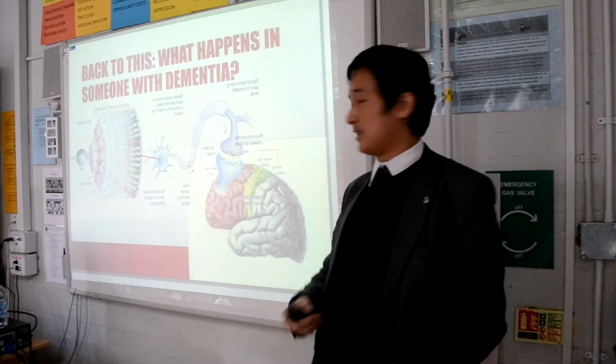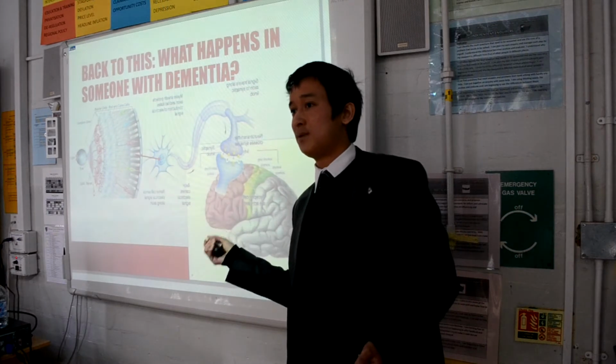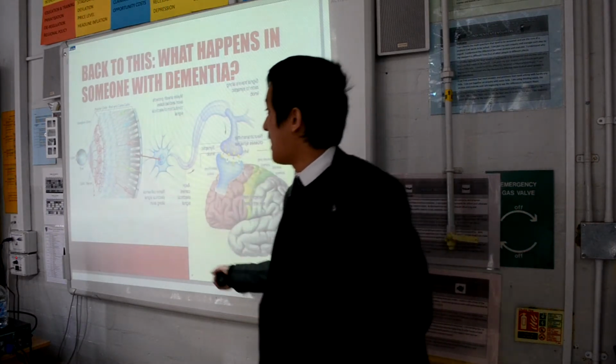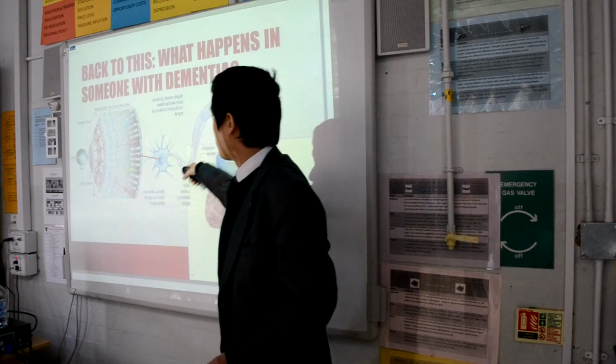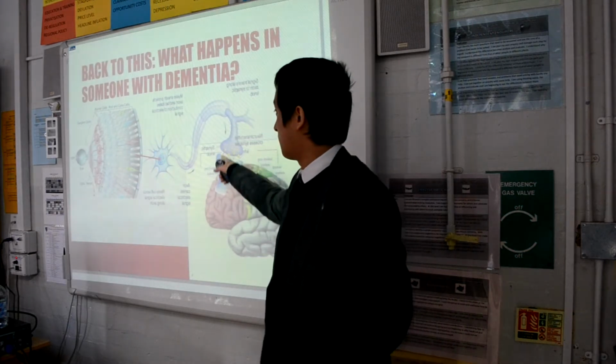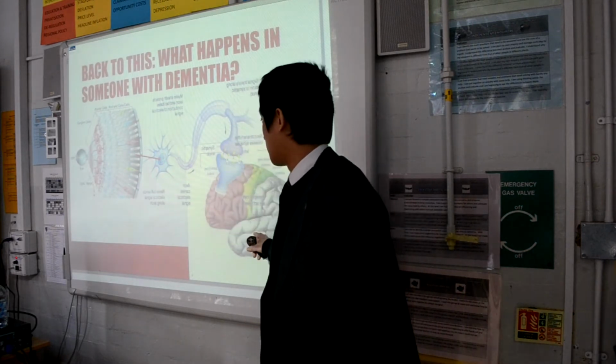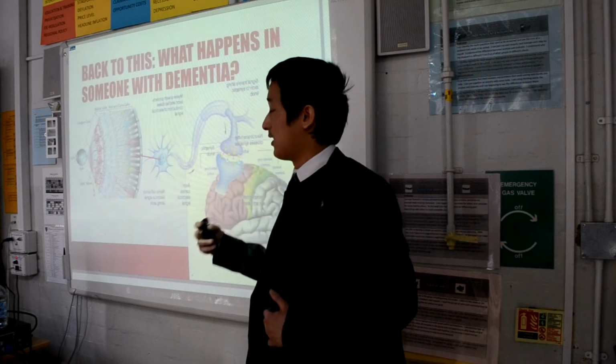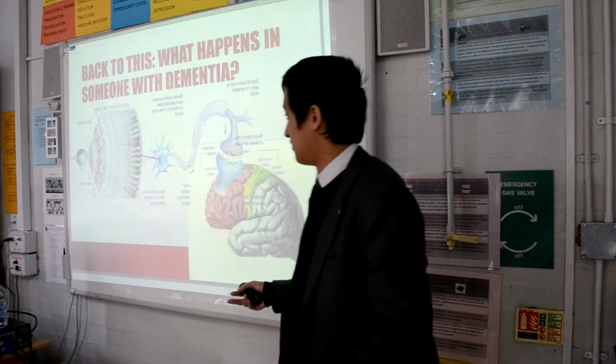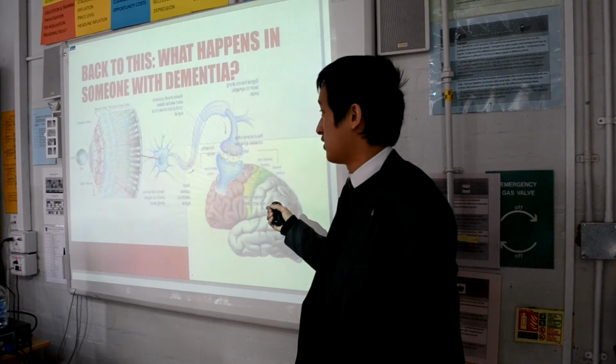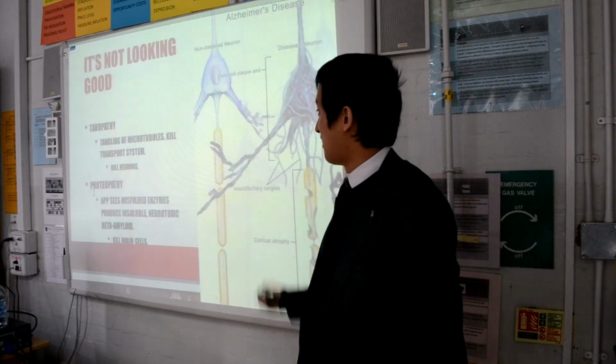So let's go back to what we saw at the start. What happens in someone with dementia? I already told you that to remember something, you travel down this network of neurons, and you have specific amounts of neurotransmitter that are transmitted, and therefore you can trace your steps back in the sand along the beach or whatever. But in someone with dementia, these neurons don't look like that, they look like that.